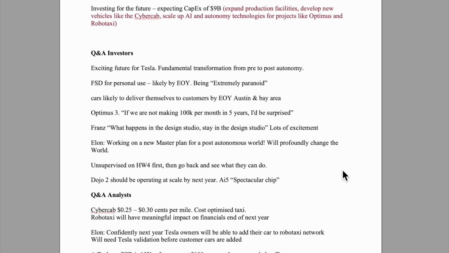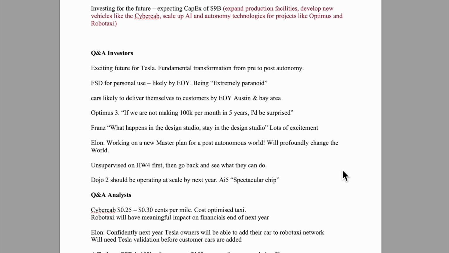And finally, we get to the Q&A from investors. Elon said that they are very excited for the future of Tesla, the fundamental transformation from pre to post autonomy. Full self-driving for personal use, likely by the end of the year, but they are, of course, being extremely paranoid about getting this right. They don't want to deploy it to millions of people and then find out they've got critical flaws in it. And Tesla cars are also likely to deliver themselves to customers by the end of the year in Austin and the California Bay Area.